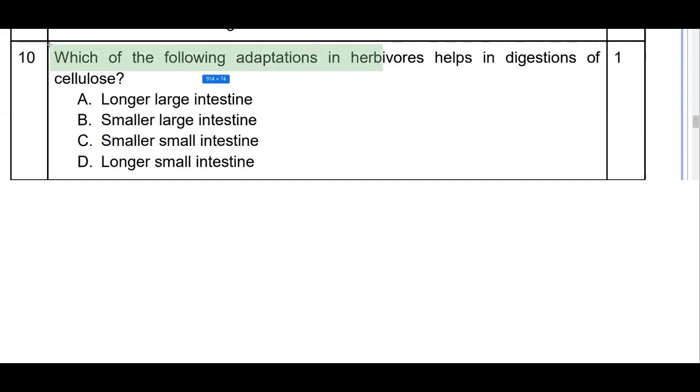The next question is question number 10. Which of the following adaptations in herbivores helps in the digestion of cellulose? Cellulose is a complex carbohydrate, and we human beings cannot digest cellulose. Although we take cellulose, that's for our bowel movement, not for digestion. We don't get energy even if we take some cellulose, like when we eat vegetable peels and some green leafy vegetables.